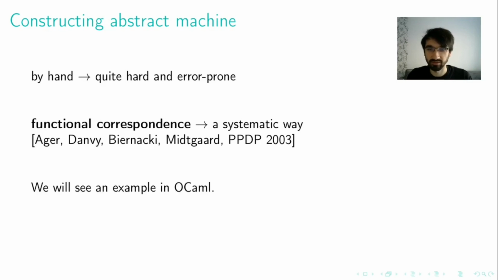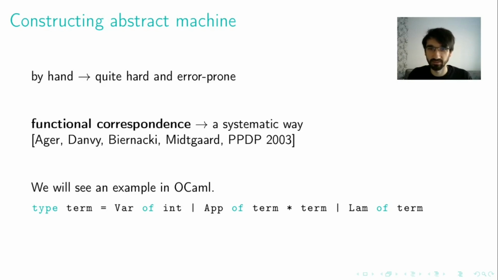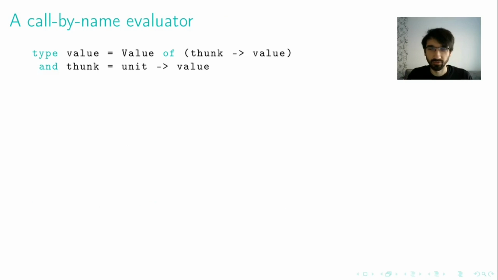And we'll see an example in OCaml of how it works. We will use again the syntax of lambda terms in the de Bruijn notation, which will be common for the next slides. We'll start with defining a call-by-name evaluator. So we define values, which wrap functions taking thunks as an argument, and a thunk is just a computation that may return a value.